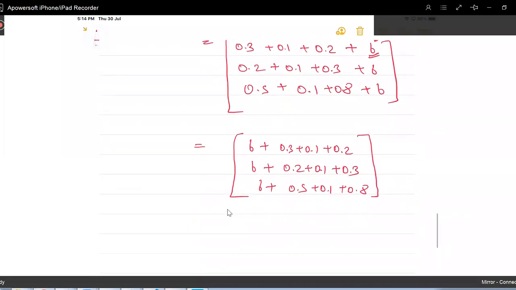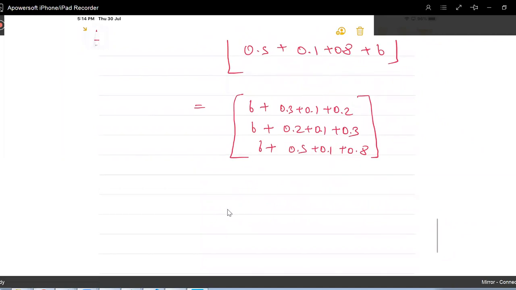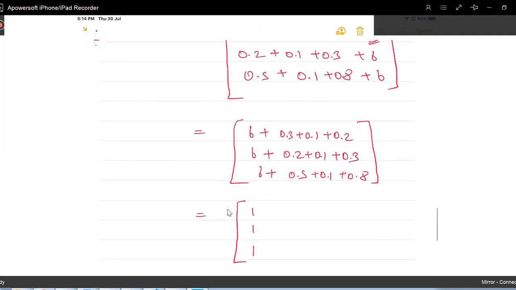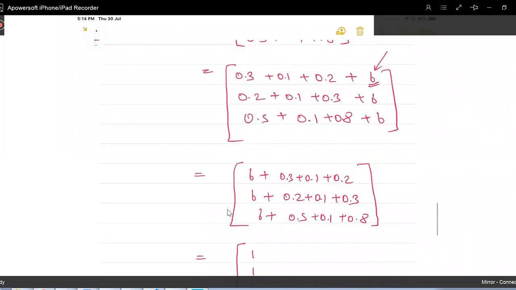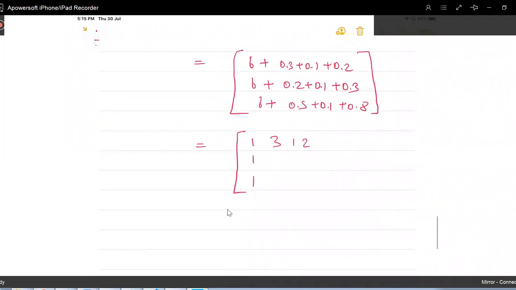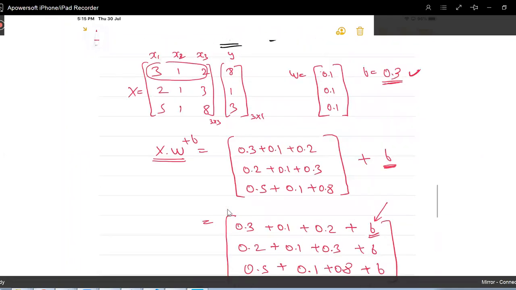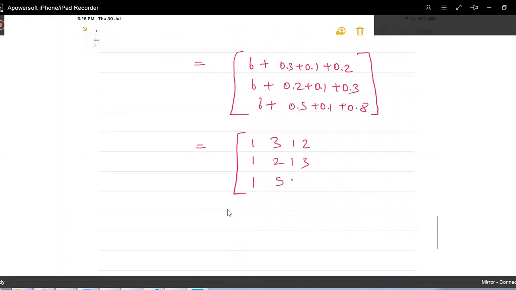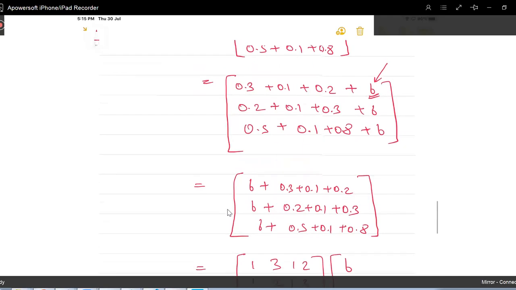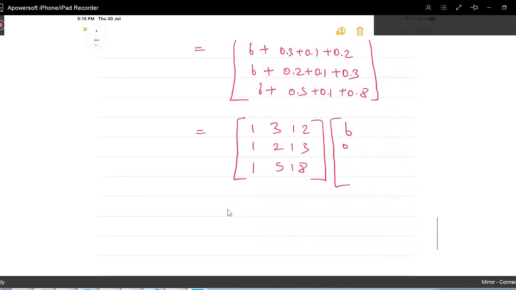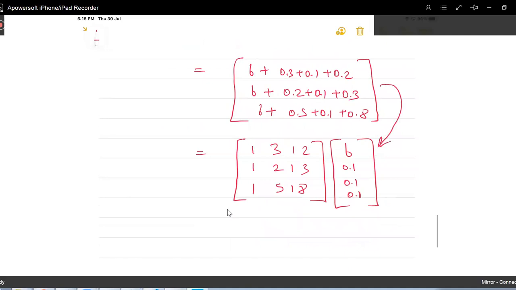This I'll do. Now I will write like this: 1 1 1. I'll rewrite this equation in another way. 3 1 2, 2 1 3, and 5 1 8, and here I'll write b. And what are my weights? 0.1 0.1 0.1 0.1 0.1 0.1. I will write this equation like this.